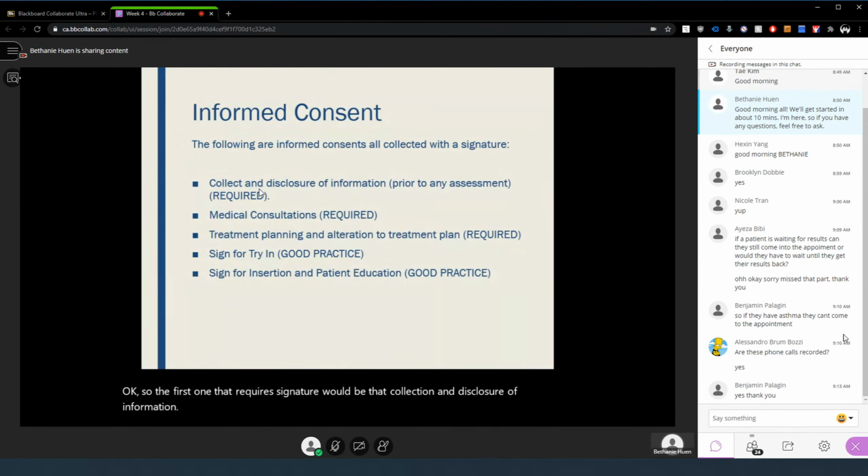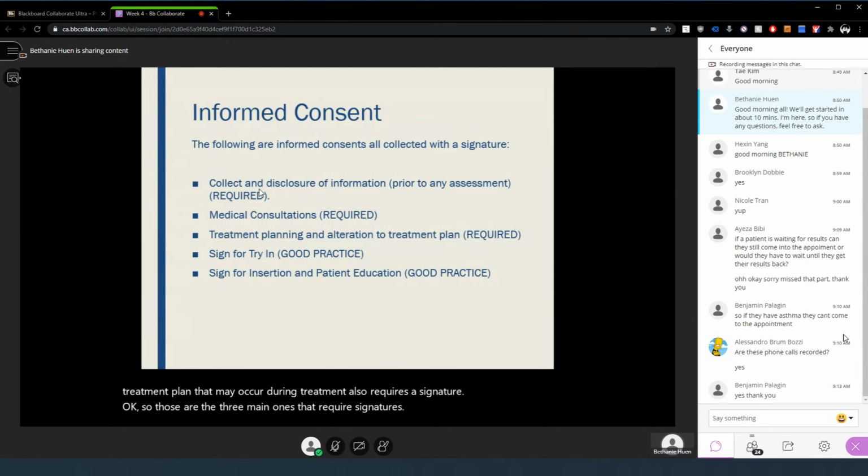We're going to be talking about medical consultations today. So in other words, incidences where you have to contact the family doctor to see if it's safe to proceed with care. In order for you to contact the family doctor, you need to be given permission to do so, and that requires a signature. Treatment planning. To formulate a treatment plan for the patient, and any alterations to a treatment plan that may occur during treatment, also requires a signature. So those are the three main ones that require signatures.